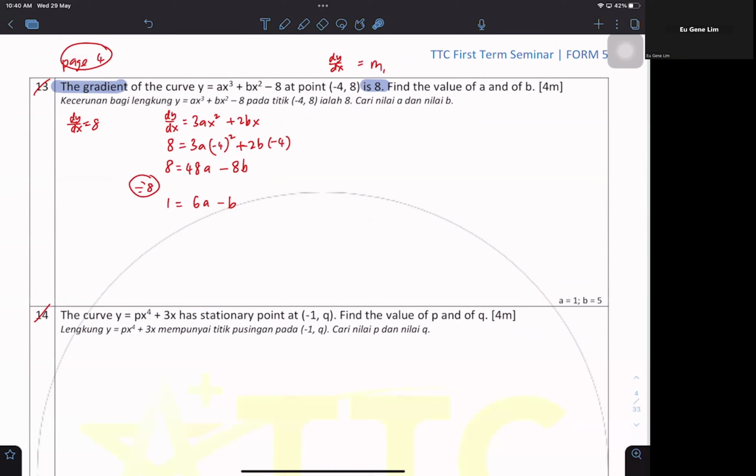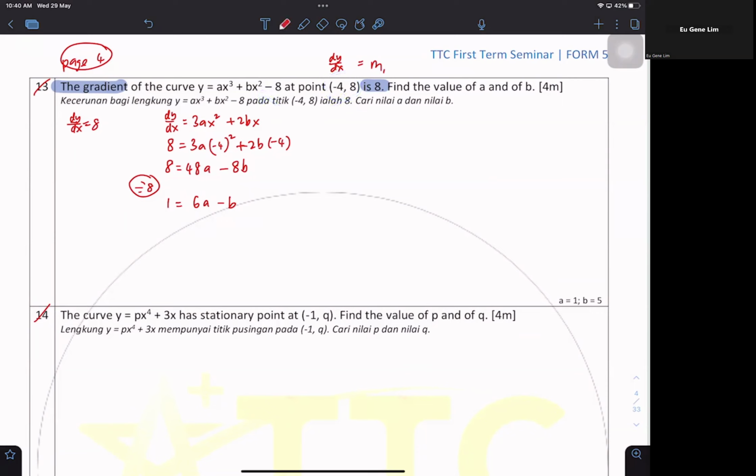One equation is not enough to find two unknowns. Two unknowns require two equations. So how to find the other equation? Yes, very good. Sub this point, x and y, into the original equation.